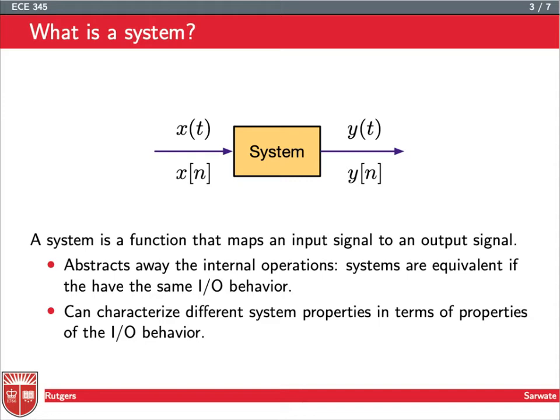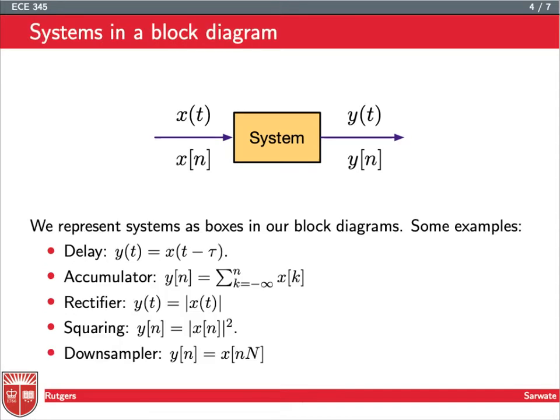So the question is, how can we characterize different system properties in terms of this input-output behavior, as we call it? So we represent systems in our block diagrams, remember, as things in boxes. For example, we have systems like a delay, which is y of t equals x of t minus tau, a delay of tau. We have an accumulator. An accumulator adds up the input signal from minus infinity up to time n, and that's the output at time n. It's just accumulating the signal x of k.